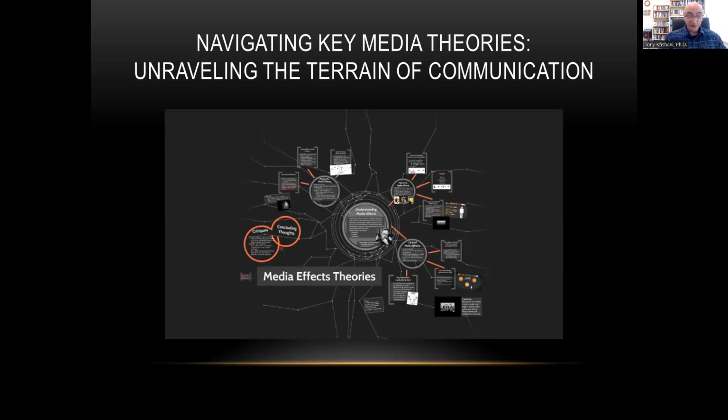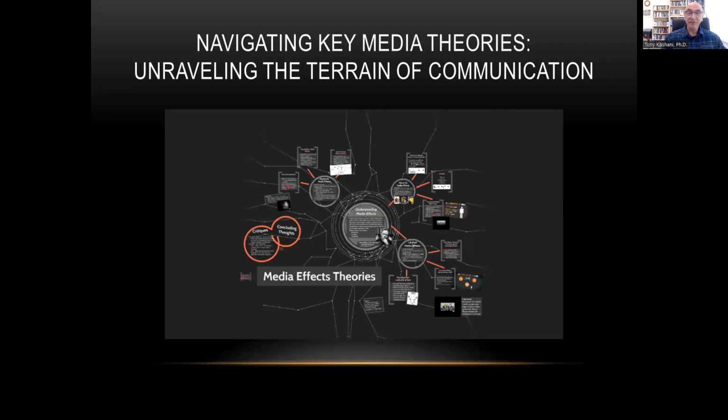Welcome, students, to this in-depth exploration of major media theories and the vast and dynamic field of communication. These theories serve as lenses through which we can analyze, interpret, and comprehend the complex interplay of media and society. Our journey will traverse seminal perspectives that have shaped our understanding of media's influence, from traditional models to contemporary frameworks. So let's start with the major theories.